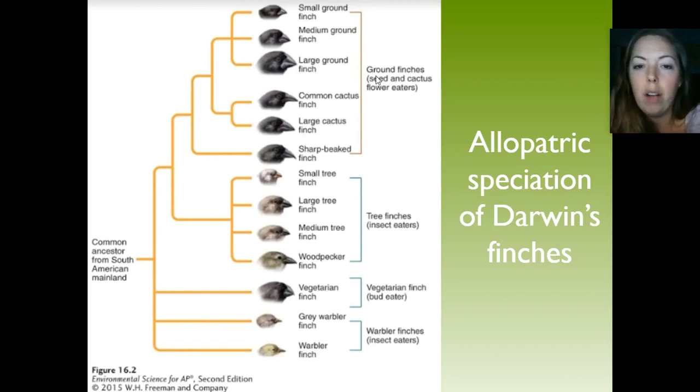You've got your ground finches. They have beaks that are good for eating seeds and cactus flowers. These tree finches are good at eating insects. You can see, based on their beaks there, they can eat those things.